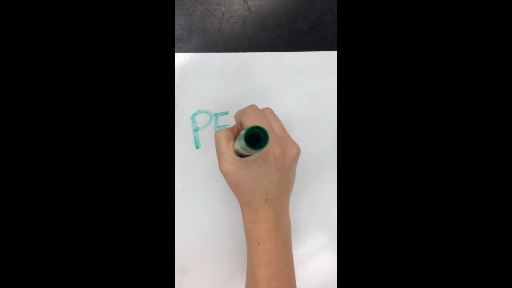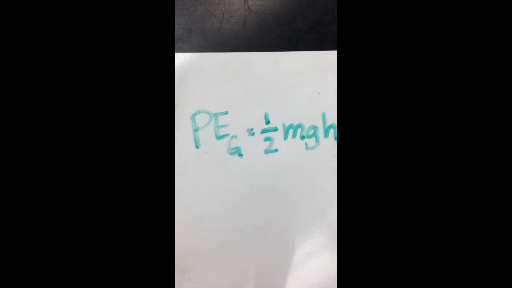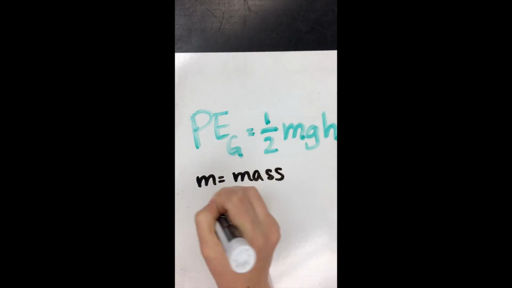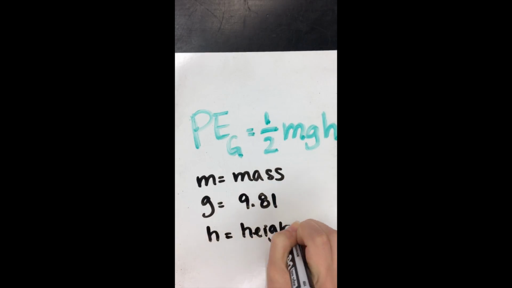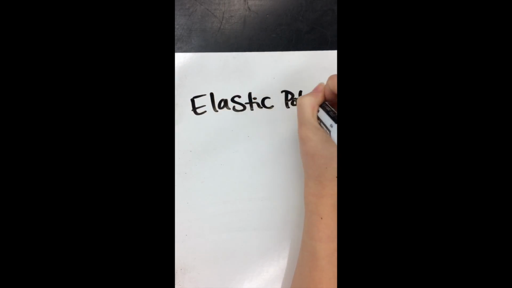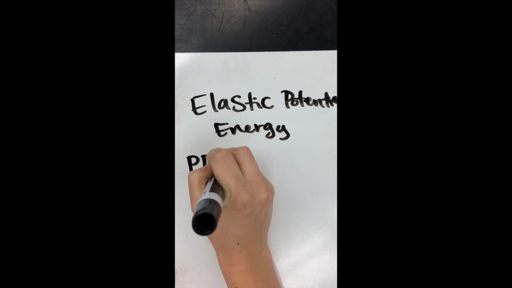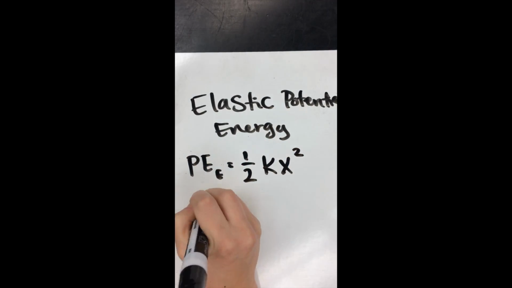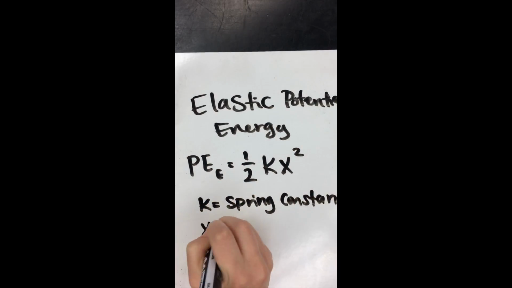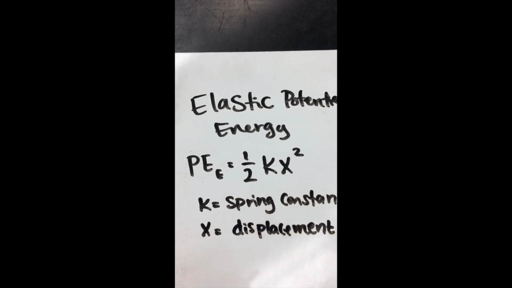The equation for this type of energy is gravitational potential energy is equal to mgh, where m equals mass, g equals the gravitational constant, or 9.81, and h equals height. Potential energy obtained through an object being squashed or stretched is called elastic potential energy. The equation is elastic potential energy is equal to 1/2 kx squared, where k equals the spring constant and x equals the displacement of the object.